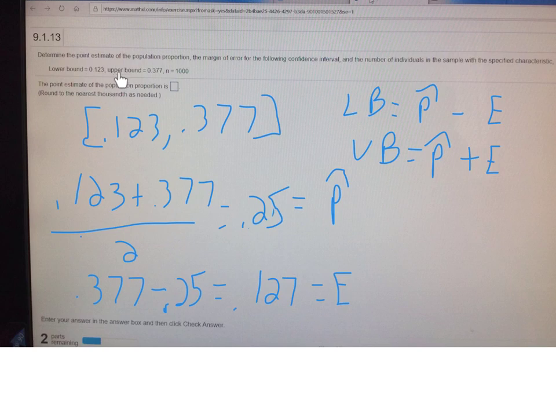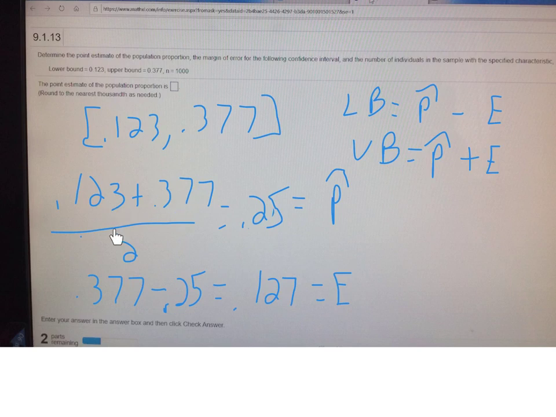So it's kind of backwards from what we've been doing. The confidence interval goes from 0.123 to 0.377. I guess you were starting with the point estimate and finding the confidence interval. Now they're kind of reversing it. So the point estimate's just what's right in the middle of these two values.